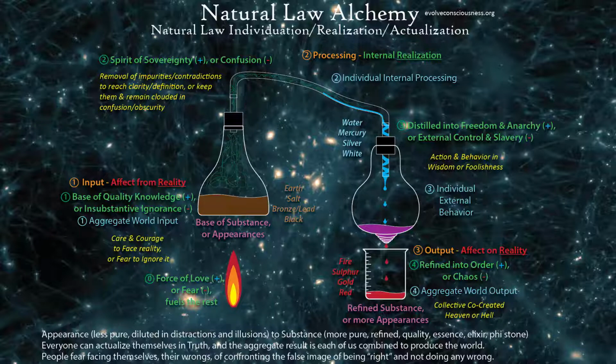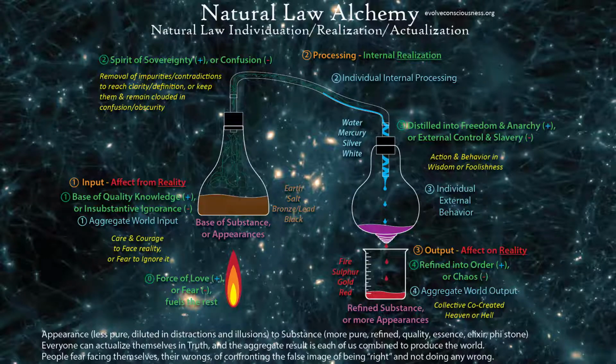So at the bottom in this infographic, I have appearance, less pure, diluted in distractions and illusions, to substance, more pure, refined, quality, essence, the elixir, the philosopher's stone. And I put phi stone as a play on the word phi, 1.618, because that number is pretty special. I don't know why I used it here, phi stone. I guess I should have written another note when I did this. I don't know, maybe for harmony, as it represents harmony, I guess.